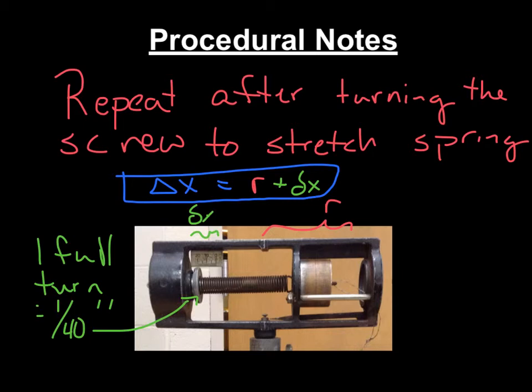The final thing to remember is that you're going to repeat this experiment for all of the different delta x values. Delta x is the stretch of the spring, or total delta x. So it's this little change right here, and every full turn you do is a 40th of an inch, so remember you're going to have to convert this to meters. The delta x you're going to graph, the full stretch of the spring, is this radius plus this delta x.